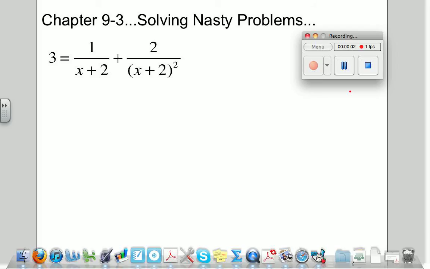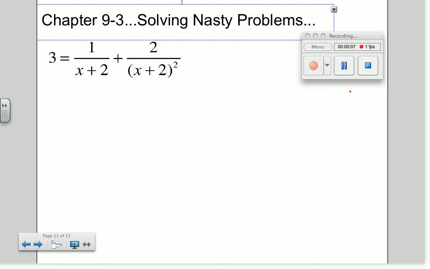All right. Honestly, I think some of the hardest stuff is the stuff from chapter 9.3. So this portion is going to be called Solving Nasty Problems because that's what it was. We are going to do 2 types of problems now, and then the next 2 are going to be in the next movie, and then we're going to do some word problems. So here we go. This is complex fractions, or compound fractions.